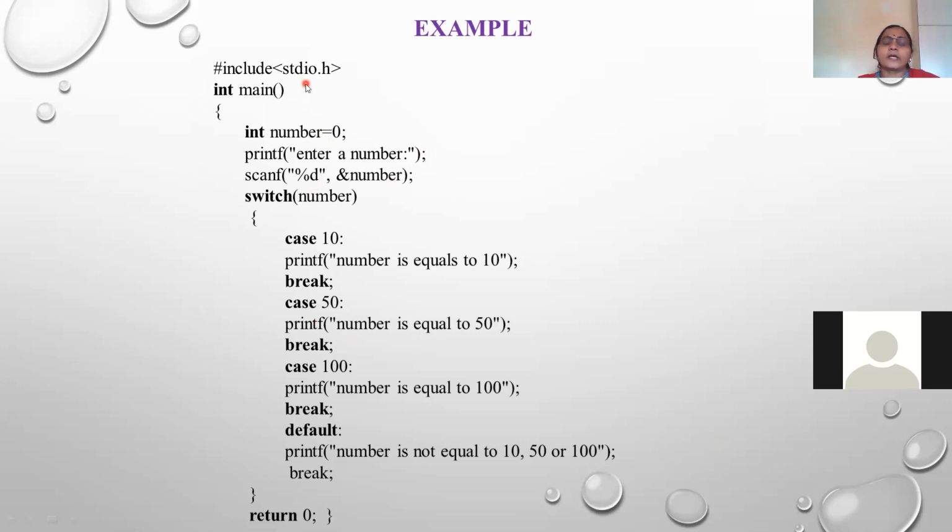I have included one header file, stdio.h. Then I ask the user to enter a number. I initialize that number to 0 and define the data type as integer. For inputting the data, I use scanf with %d and the address of number, so that whatever number is entered by the user will be stored in the number variable.